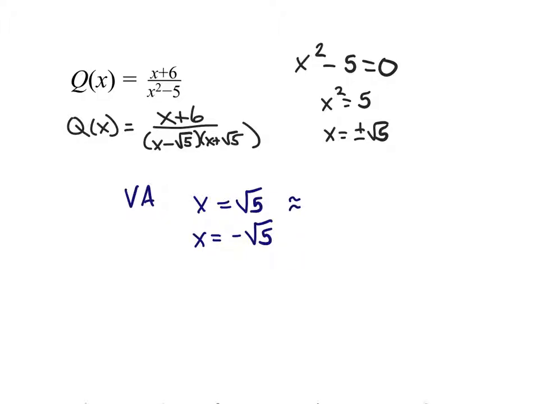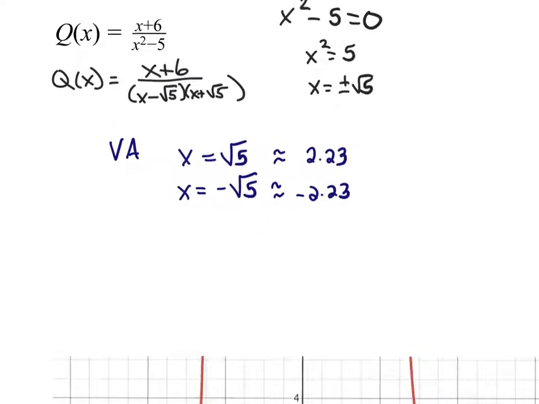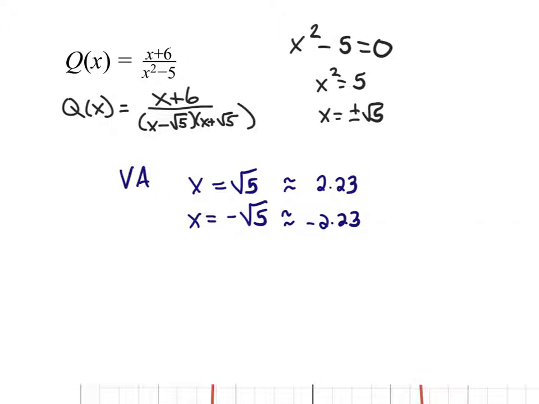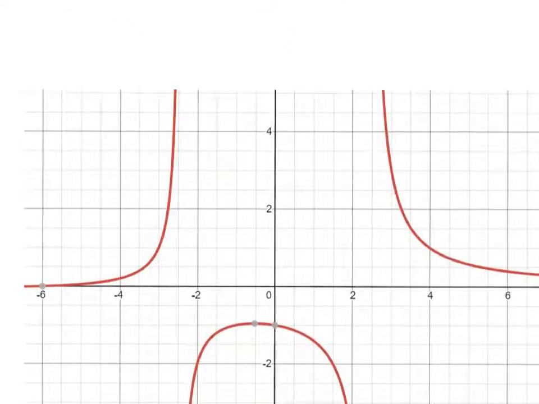Now, to check on the graph, we have to know what these are. These are about 2.23 and negative 2.23. So when we look on our graph, hopefully we see somewhere around 2 and negative 2 we have asymptotes. So around negative 2.23, pardon me. So somewhere in that area, and that appears where there's an asymptote. And same thing here.